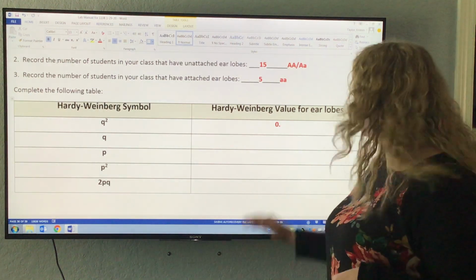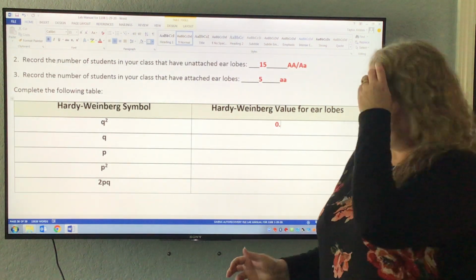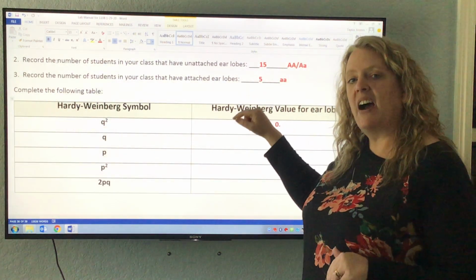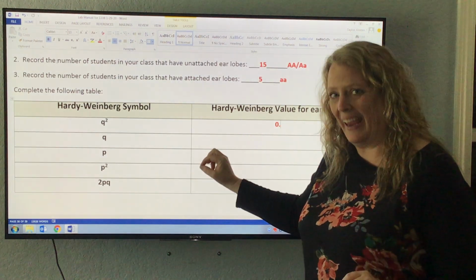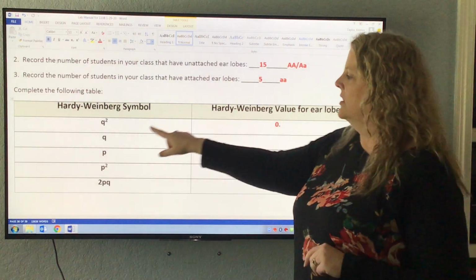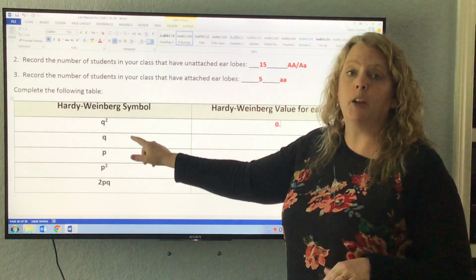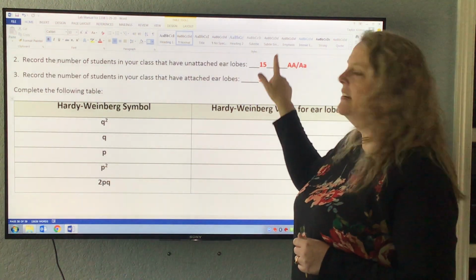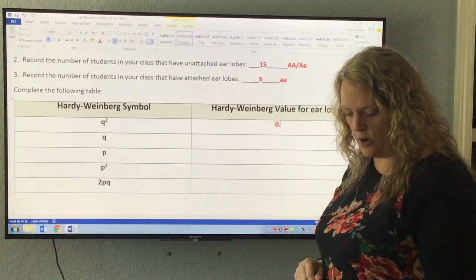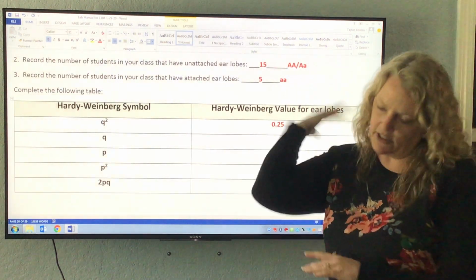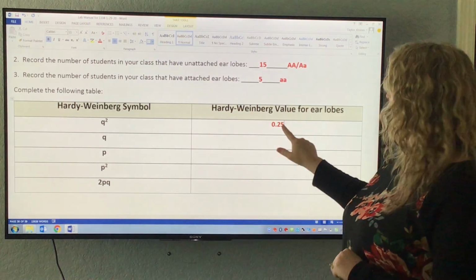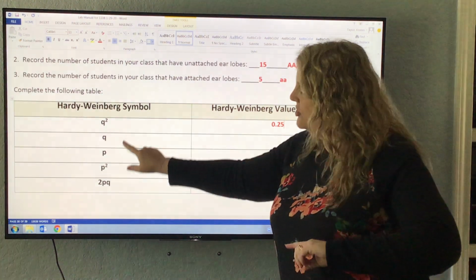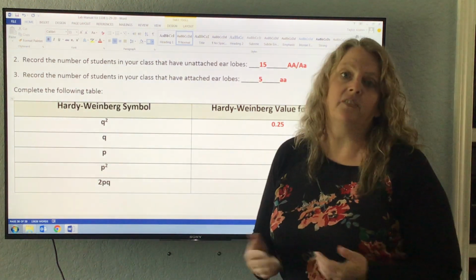Okay, so if you solved for all your numbers, now let's see, this is what you got. Remember, for your q squared, you're going to take the number 5 divided by 20. Remember, it's the number of the homozygous recessive divided by the total. So 15 plus 5 is 20. All right, so it'll be 5 divided by 20, and you should have 0.25. So pat yourself on the back if you got that. So we're off to a great start. This is important. You have to be able to solve for this. Once you have the number, then you can solve for anything that I ask of you on the lab quiz.